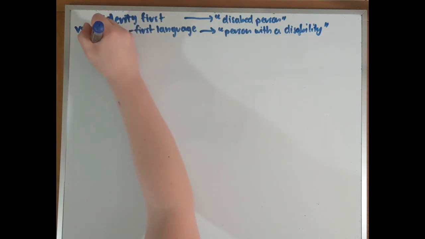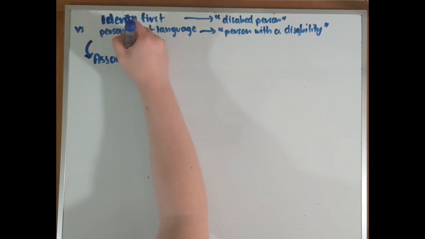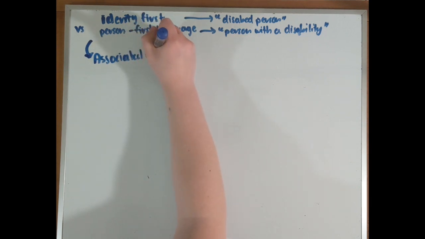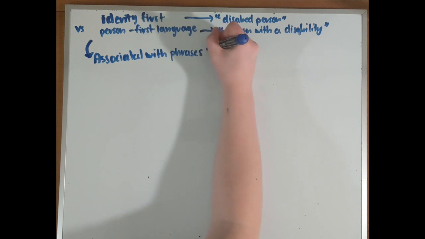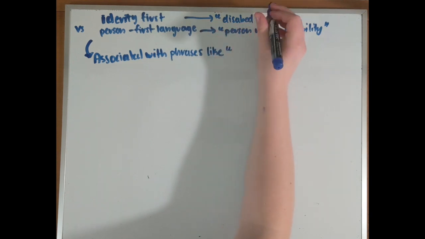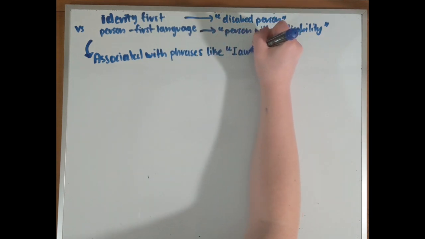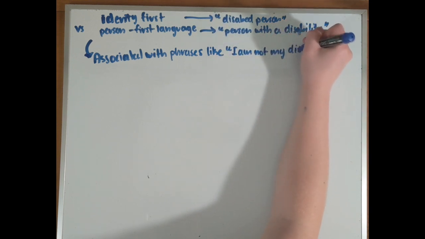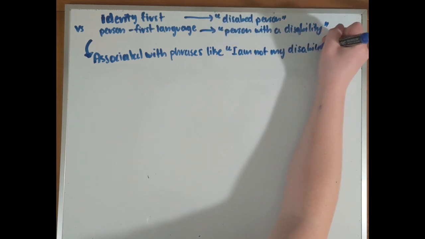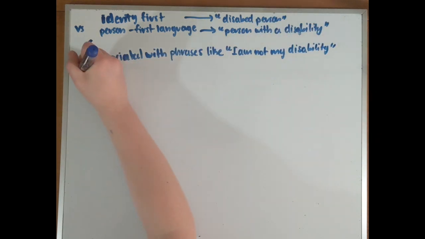Person-first language is usually advocated for because it focuses on personhood instead of disability. It allows for a person's identity and personality to be acknowledged before the disability is. Phrases such as, "I am not my disability," and "my disability does not define me," are associated with the stance of person-first language. However, this type of language is often criticized by many philosophers.